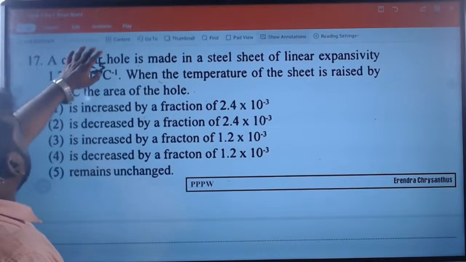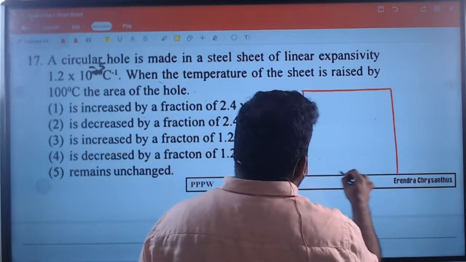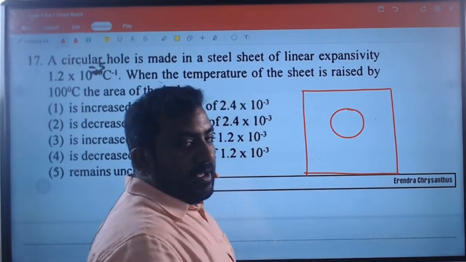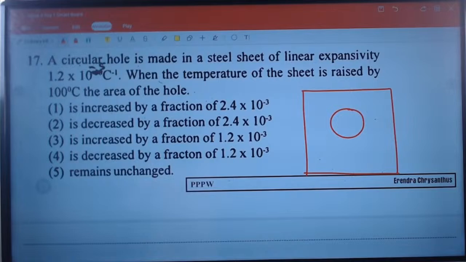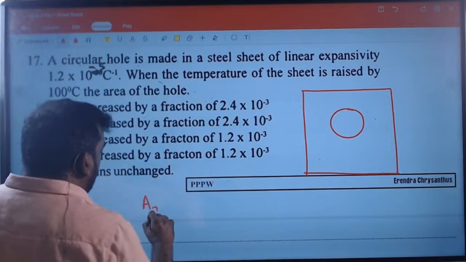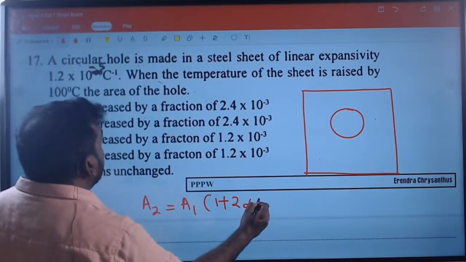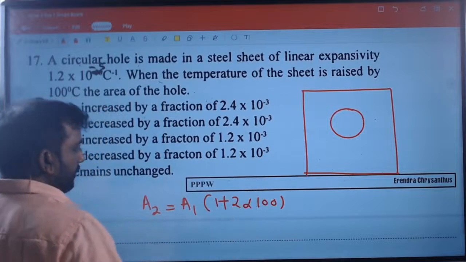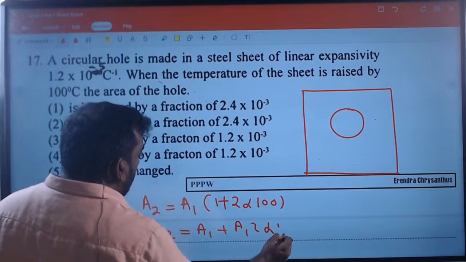A circular hole is made in a steel sheet. Now you all know the theory: when expansion occurs, the circular hole also will expand. The temperature of the steel, of linear expansivity, is raised by 100. The area of the hole: final area equals initial area times 1 plus 2 alpha delta theta. So A2 equals A1 plus A1 times 2 alpha times 100.